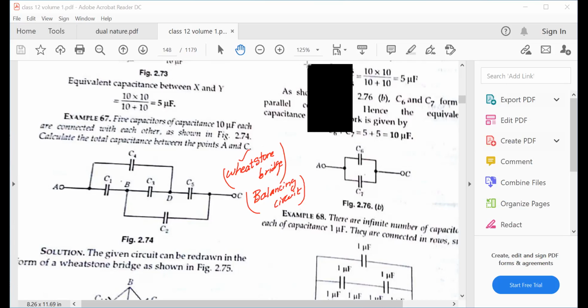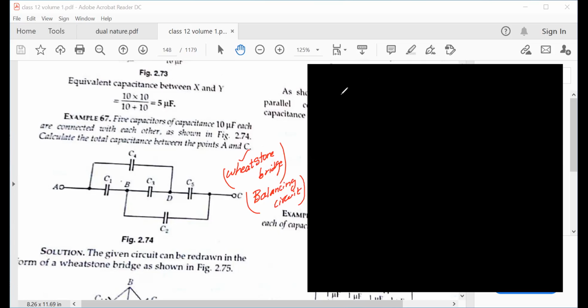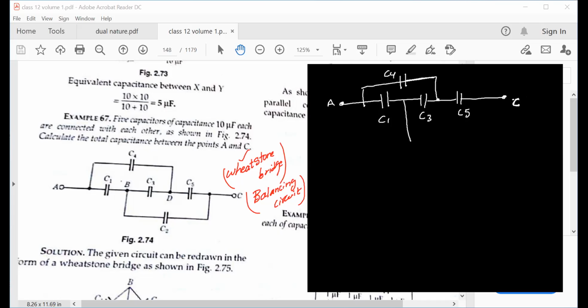So here there are 5 capacitors. I'll redraw the circuit. This is your A point. Then capacitor C1, capacitor C3, capacitor C5, and this is your C point. In between, from this point to the C3 point, there is a capacitor, C4. And from the B point to the end, you take capacitor C2. Now first of all, we'll see what is series and what is parallel connection, and based on that we can solve it.